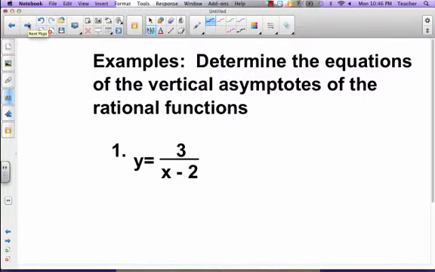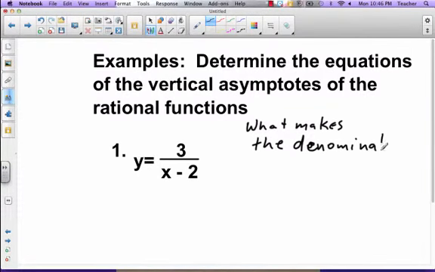Now the examples we're going to look at will center around the idea of equations of vertical asymptotes of the rational function. The key thing when we're looking at these particular equations, we're looking at the denominator. And essentially, the question that we ask is, what makes the denominator equal to 0?